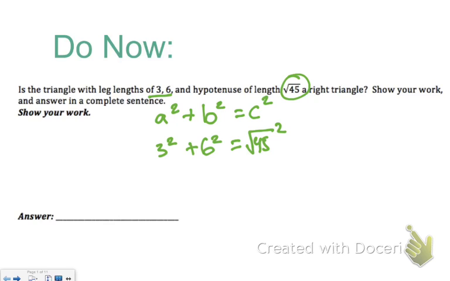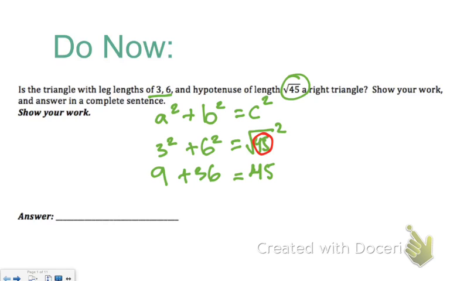So let's evaluate now and see what we end up with. 3 squared is 3 times 3, which is 9. 6 squared is 6 times 6, which is 36. And when we square a square root, we're simply taking what we have under that radical sign, which is 45. So 9 plus 36, and 45 on the right.